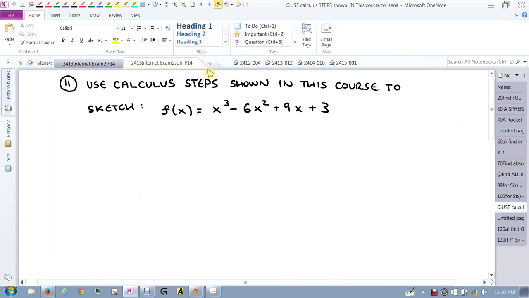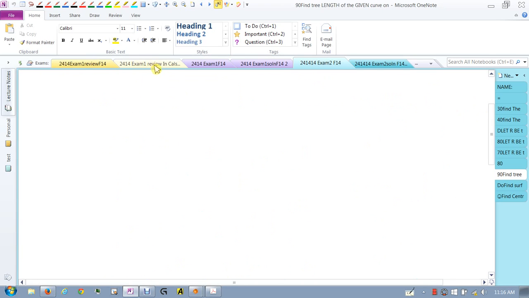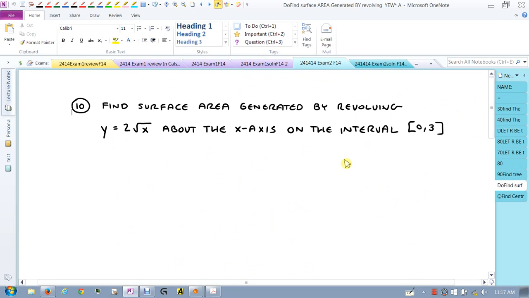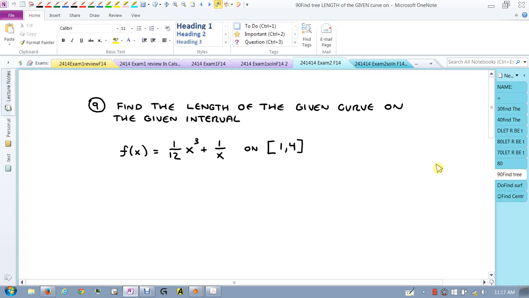I just want to make sure it's not the same problem. Where is it? It's similar. Look, this is pretty close to the same thing. See? So the algebra should work out pretty similar to that.